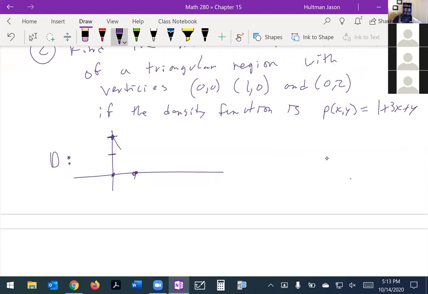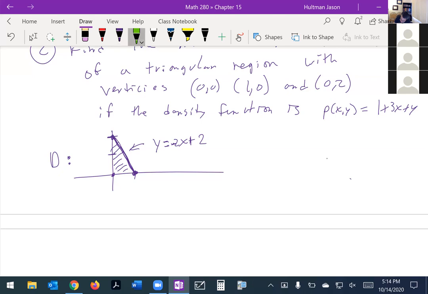Okay, so now we've got this thing here. What's the equation of this line? Well, it's y-intercept of 2. And what's the slope here? The slope, we're going to go down 2 over 1, so that's -2. Down 2 over 1. This is the region that we're looking at.